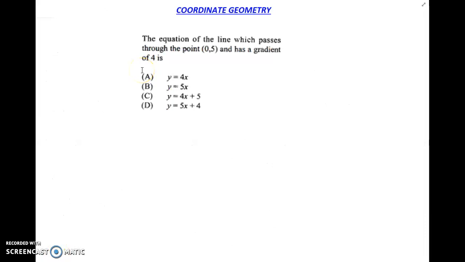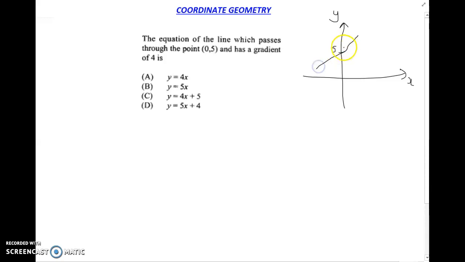Alright. The equation of the line which passes through the point 0, 5 and has a gradient of 4 is, now remember when we did these questions just now, right? I would have said, alright, let's use the 0, 5, right? So 0, 5 is where x is 0, y is 5. So that's somewhere here, right? So the line, the equation of the line which passes through, so the line passing through 0, 5. Okay, that's supposed to be a straight line, right? My bad. So basically my line cuts the y-axis, right?